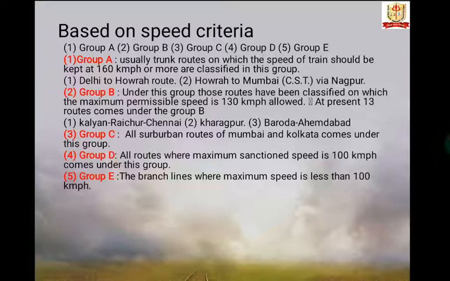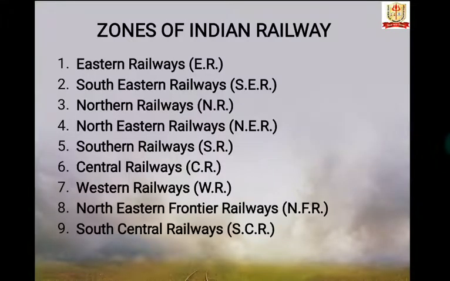Third is group C. All the suburban routes of Mumbai and Kolkata fall under this group. Then group D. All other routes where the maximum sanctioned speed is 100 km per hour come under this group. Group E. The branch lines where the maximum speed is less than 100 km per hour come under this group E. Next important topic is zones of Indian Railway.